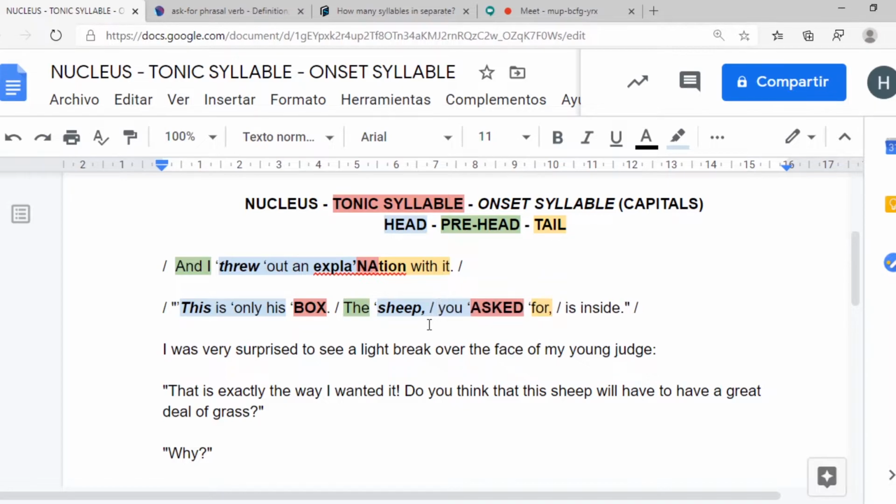Okay, the sheep you asked for, but you need that in this case. You cannot get rid of the that here. The sheep that you asked for is inside. Okay, you can do that. It's okay to do that. But we don't have appositions here. So when do we separate utterances? Whenever I want. But where do I separate utterances? Where my grammatical units allow me to do that.